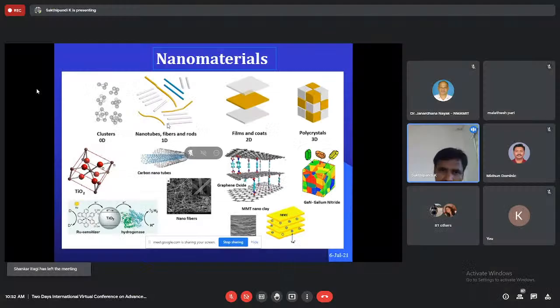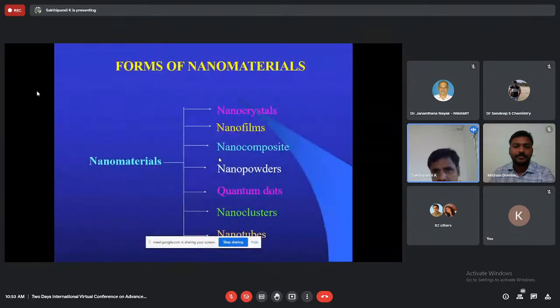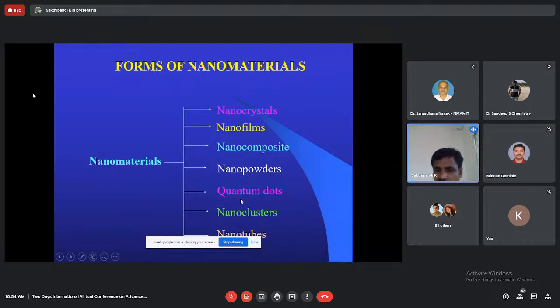Based on the morphologies, the nanomaterials are classified into zero dimensional cluster, one dimensional, two dimensional, three dimensional, and carbon nanotubes. So many types of nanomaterials will be classified into different categories. In addition, based on the crystallite size and the forms, we can classify the nanomaterials as nanocrystal, nanofilms, nanocomposite, nanopowder, quantum dot, nanocluster, nanotubes. So it can be classified into so many types.